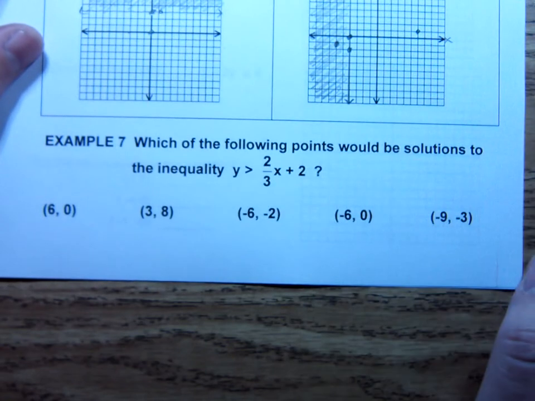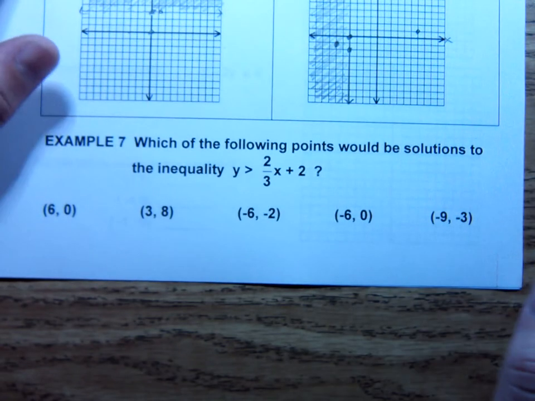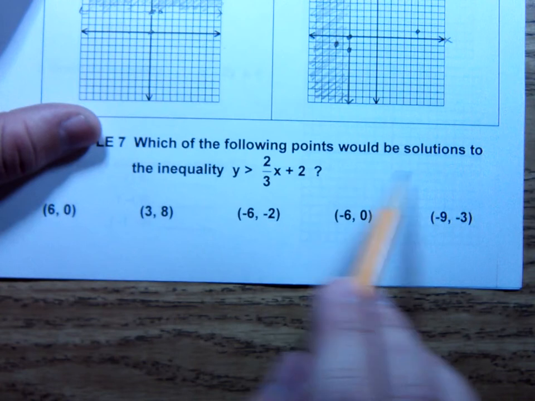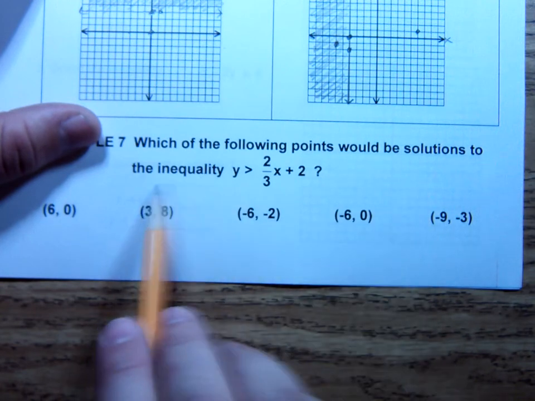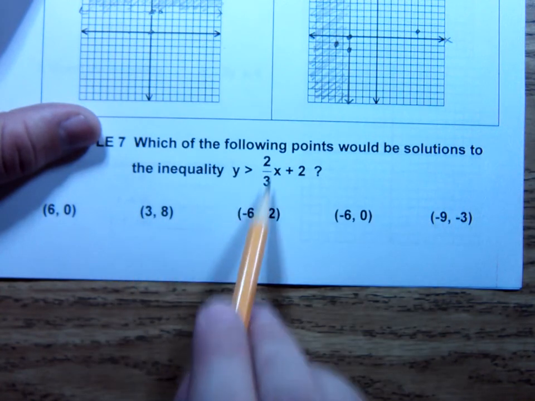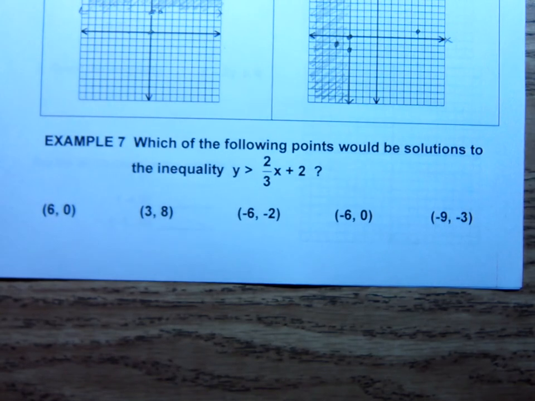Let's look at example 7. Okay, we're going to do this algebraically. Which of the following points would be solutions to the inequality y is greater than 2/3 x plus 2? Well, the way that we can do this algebraically is say, okay, let's plug in 6 and 0.